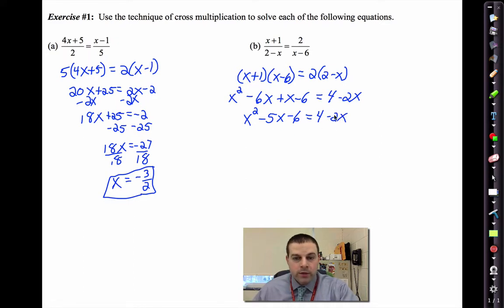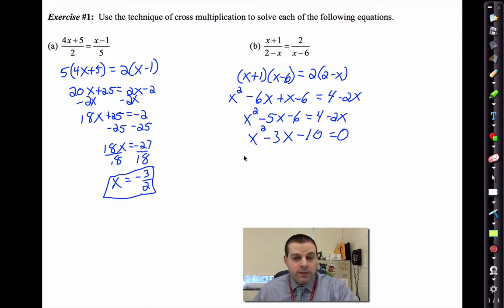That 4 minus 2x has got to be shifted over so we can have the equal 0. Whether we're going to factor or use the quadratic formula or complete the square, doesn't matter. All right, so first we add 2x, so x squared minus 3x, and then we subtract the 4 to give us the quadratic in standard form, x squared minus 3x minus 10 equals 0.